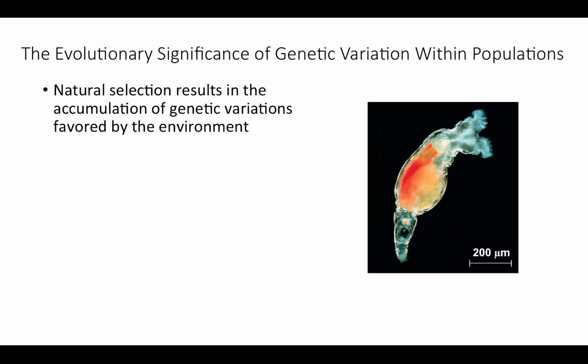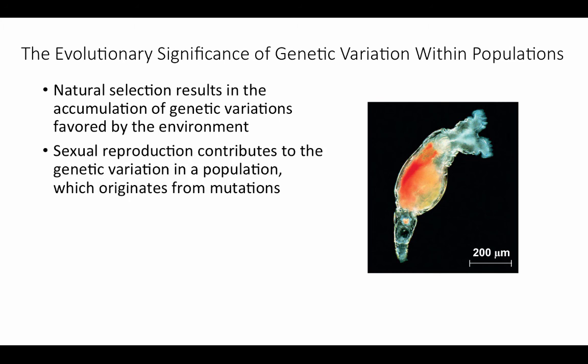So let's think again about the evolutionary significance of this variation. Remember that natural selection results in the accumulation of genetic variations that have been favored by the environment. They're going to increase in frequency in the population to produce a change over time in that trait in that population. So sexual reproduction contributes to the genetic variation in a population, which again originates ultimately from mutations.